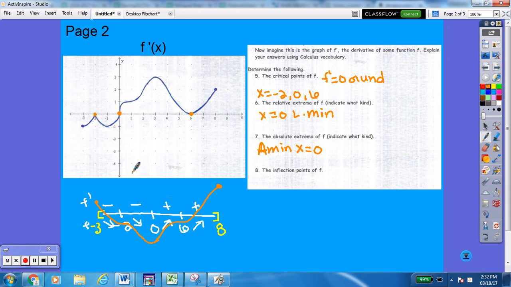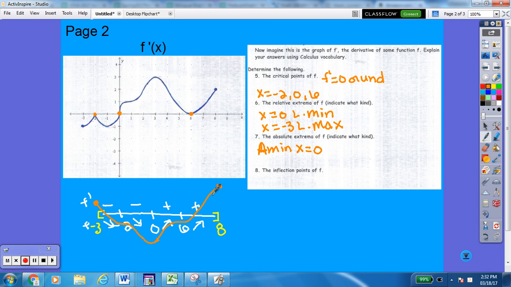Okay, but a lot of times people forget about the endpoints. Because we have endpoints, you have to look at the behavior right after the endpoint or right before the endpoint to determine whether it's a max or min. In this case, although we don't have a graph, we do know that it's decreasing, so you can tell that this endpoint is going to be a local max. Okay, so x equals -3, it's a local max.